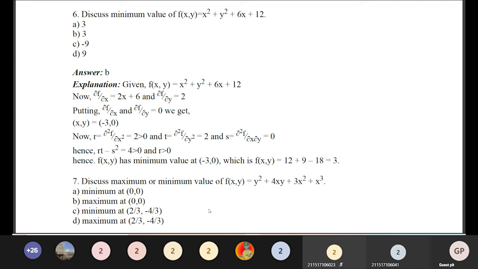Very similar problem. It will be a bit lengthy for you, but by doing more and more problems, you may consume less time.